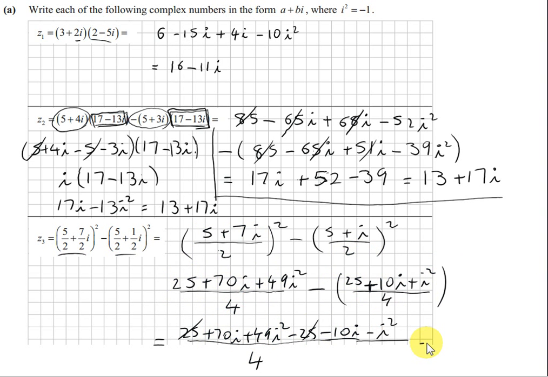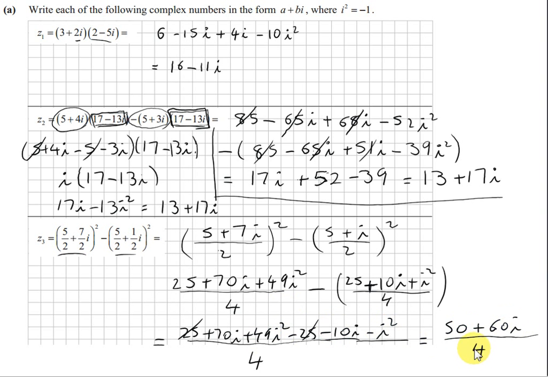Let's look at the real part. The real part comes from the i squared terms. Plus 49i squared is minus 49. Minus i squared is minus 1, which is plus 1. So we have plus 49 plus 1, that's plus 50. And we have 70 minus 10 is 60.